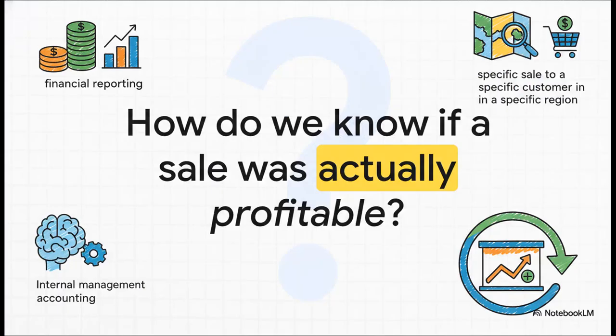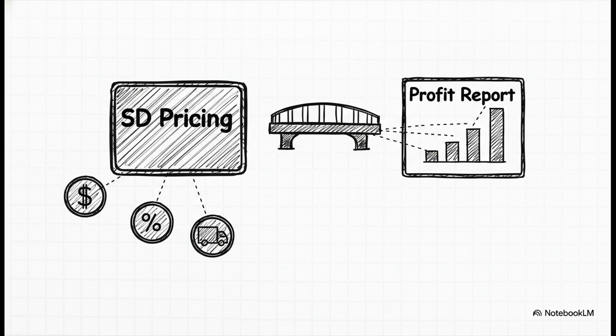So think about this. FI tells you that you made money, which is great for the taxman and official reports. But how do you know if a specific sale was actually profitable? For that, you need internal reporting. And that's exactly what COPA, or profitability analysis, is for. So how does the info get from the sales order all the way over to a profitability report? Well, the bridge between those two worlds is a transaction called KE4I. This is where you literally map your SD pricing conditions, your revenues, your discounts, your freight costs, over to what COPA calls value fields. Without this mapping, the bridge is out, and none of that crucial data can get across.